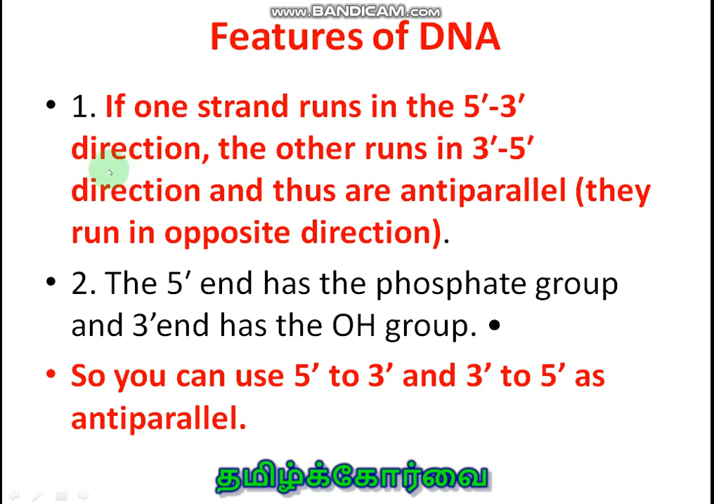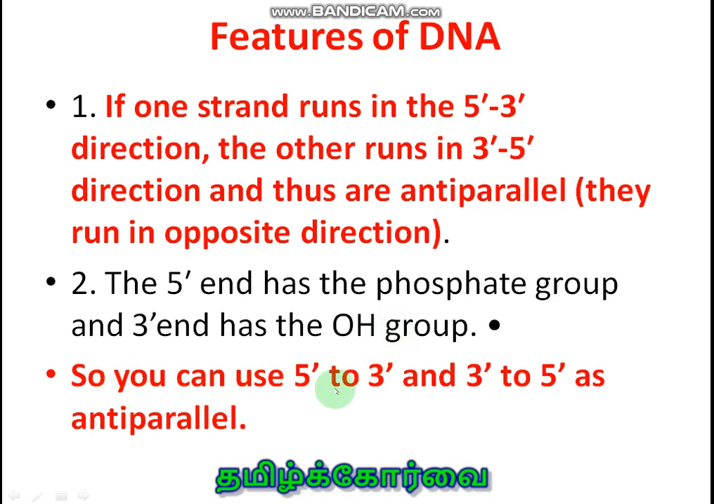Features of DNA. First feature, if one strand runs in 5' to 3' direction, the other runs in 3' to 5' direction in order to establish the antiparallel nature of the DNA. But yesterday I told you, whenever we say the direction, it should be from 5' to 3' only for both the strands, because the 5' end has a phosphate group and the 3' end has an OH group. Okay, that is the reason why it established the polarity. So we can say both the strands run from 5' to 3', but in the opposite direction.